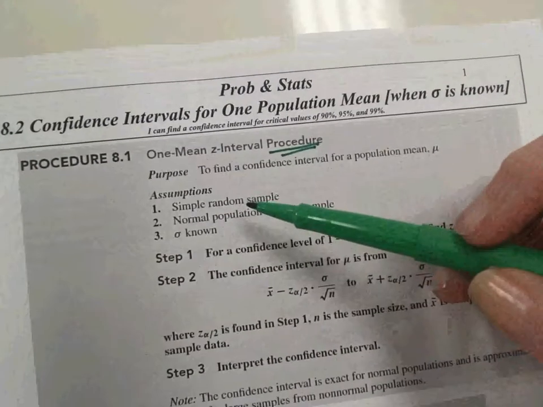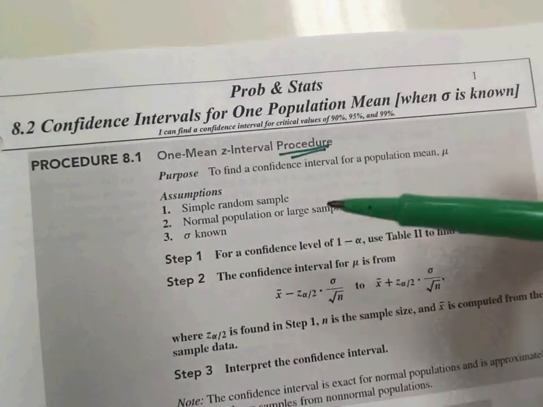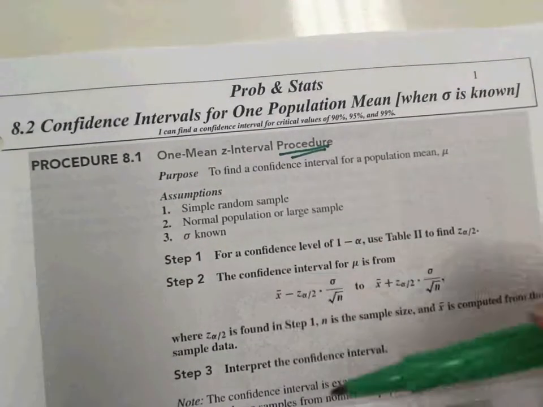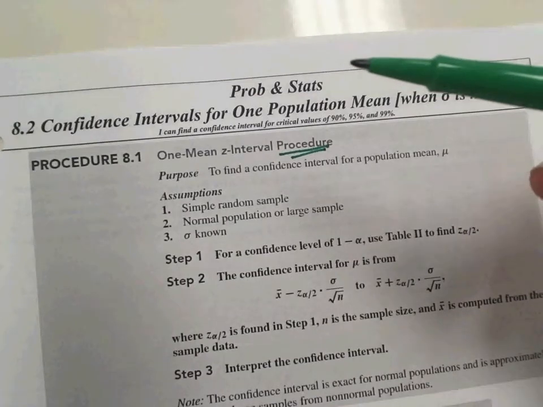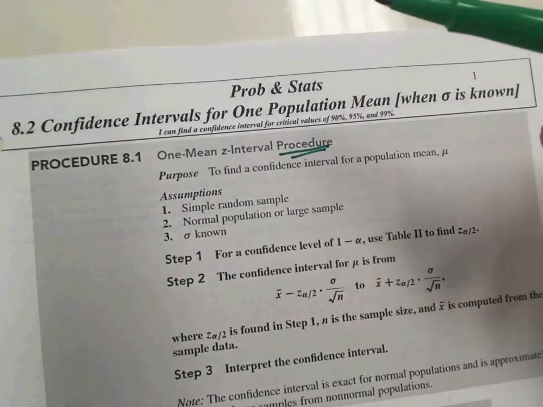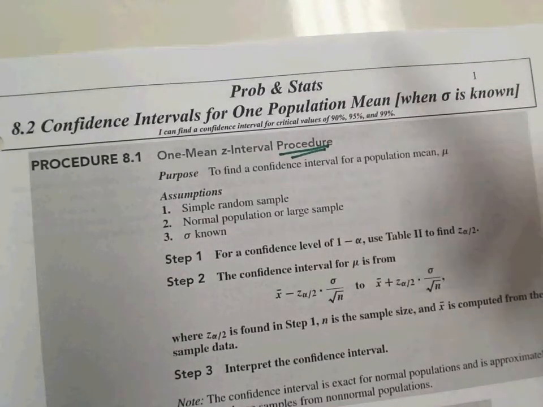There's a few assumptions that need to be true in order for us to proceed with this procedure. First of all, you need to have a simple random sample. Like we did with the marathon runners, this is a perfect example of a simple random sample. We took strips of paper to represent each runner, threw them all in a box, and you randomly pulled them out. That was a simple random sample.